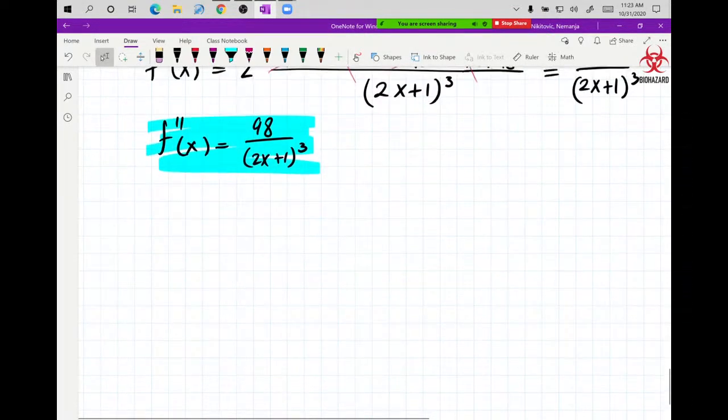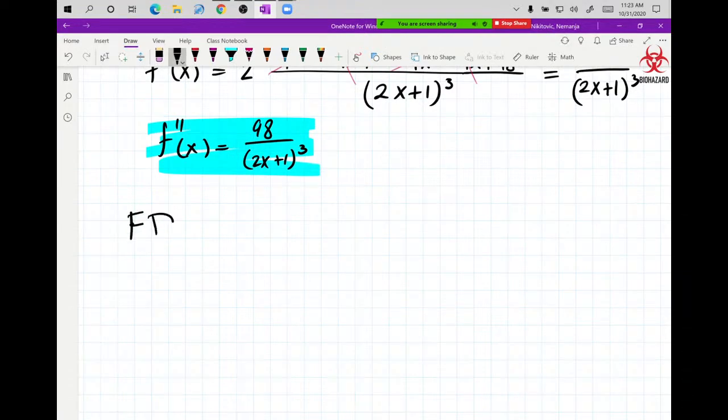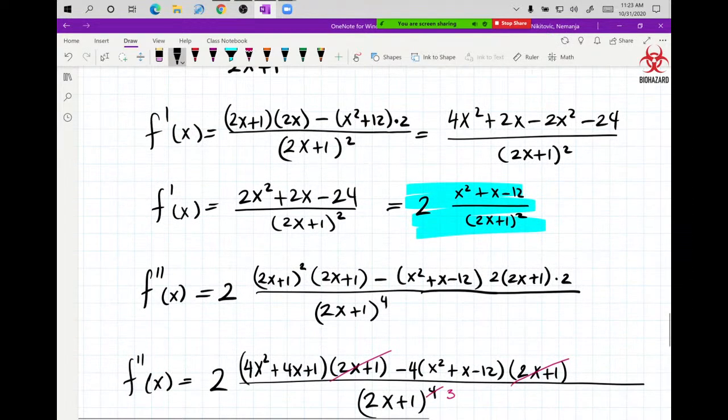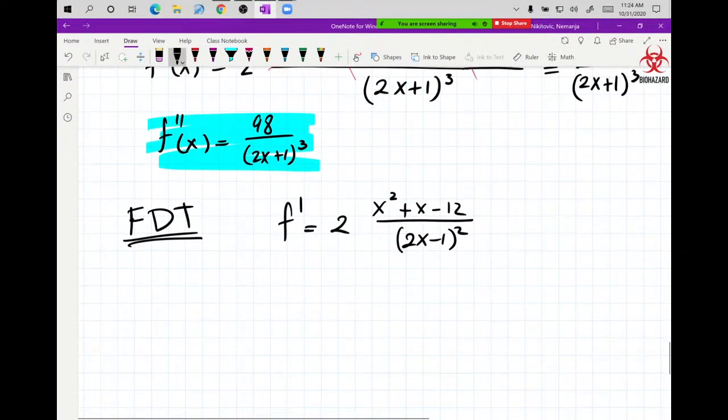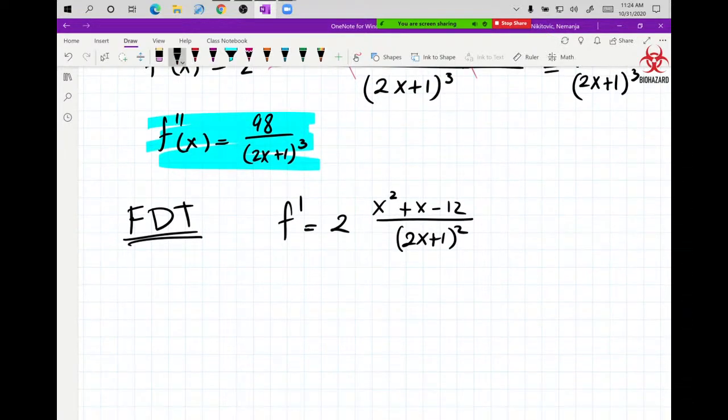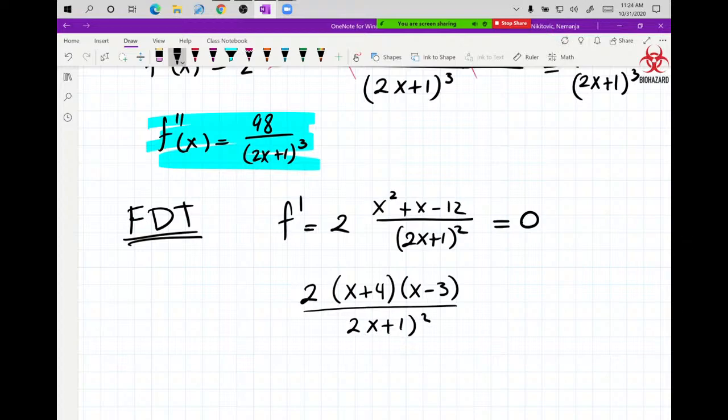First derivative test. Now we're going to need those factors. FDT. We take our first derivative, 2 times, it was x squared, was it plus or minus x? Plus x minus 12, divided by 2x minus 1 squared, or was it plus 1? Plus 1? All right, fine. And you set that equal to 0. And this is where you need your factors. So 2, and then you have your x plus 4, x minus 3, divided by 2x plus 1 squared.